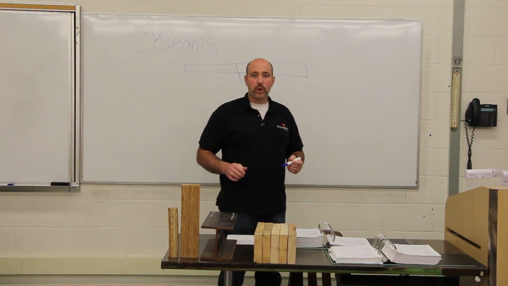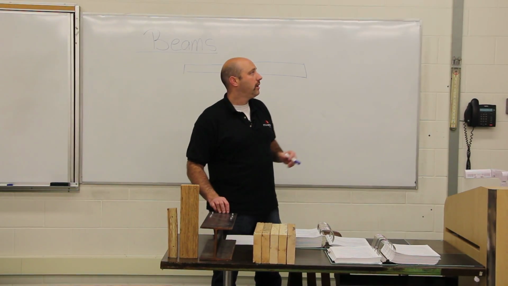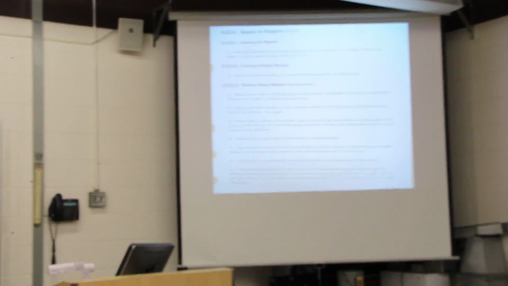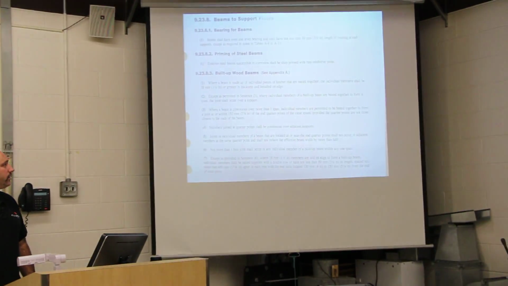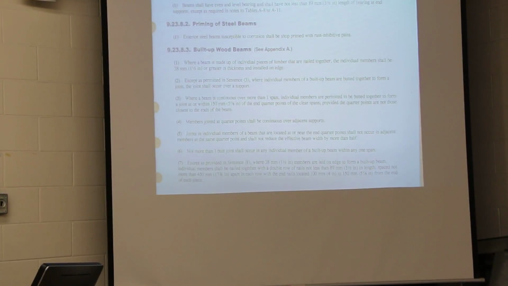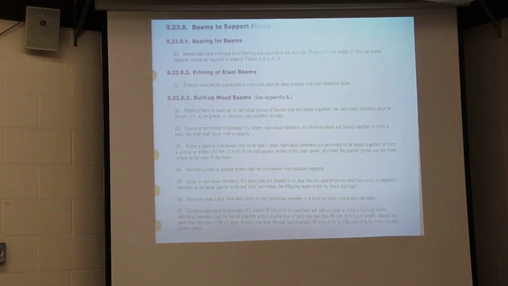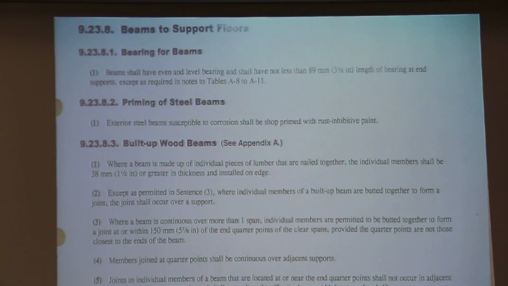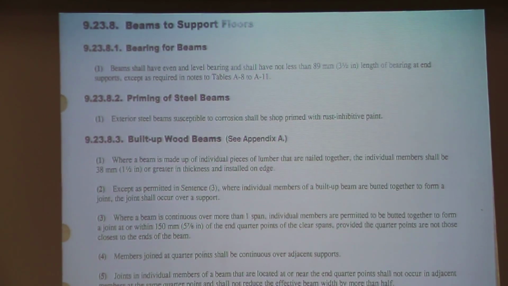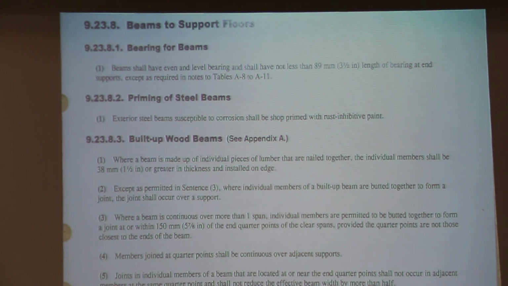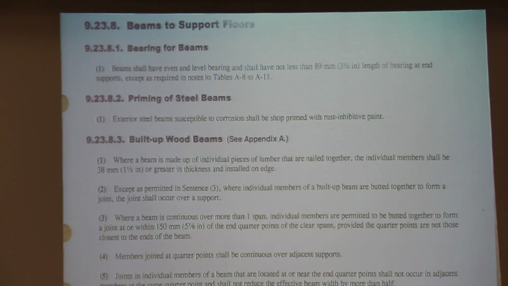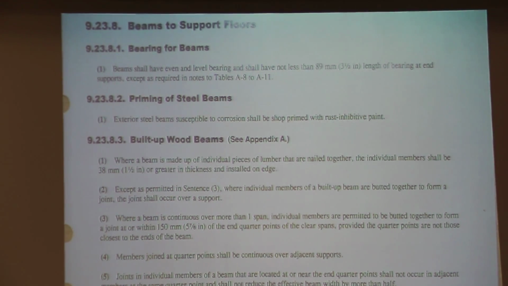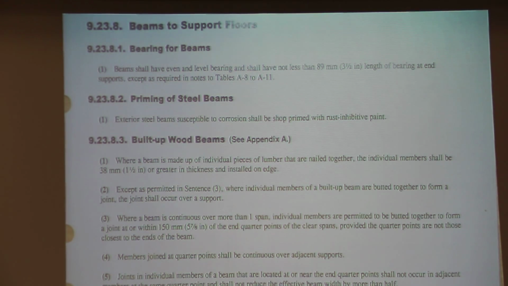So what supports a beam? Okay, we're going to focus up here on the screen. I've got the Ontario Building Code open to page 149. And we're going to be looking at beams to support floors, and that is 9.23.8. Beams shall have an even level bearing and shall be not less than 89 millimeters, which is 3.5 inches in length of bearing at the end supports, except as required in the notes in tables A8 through A11.